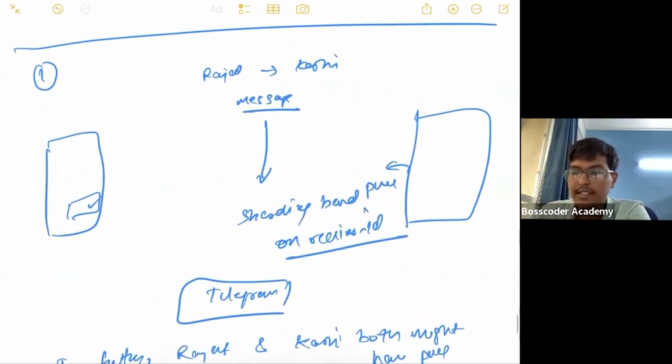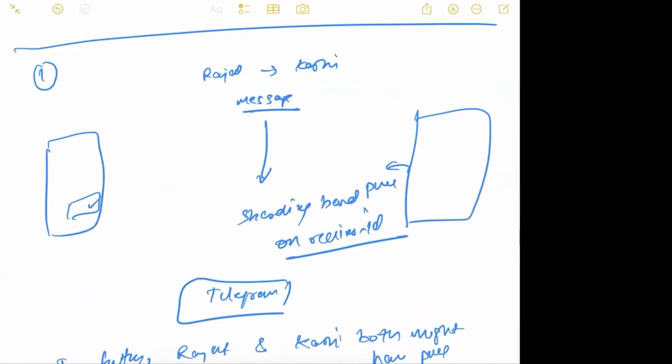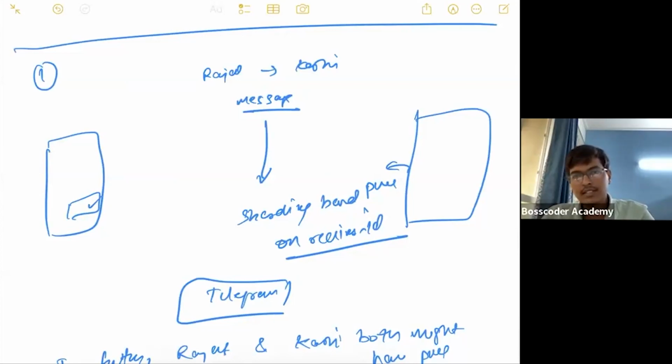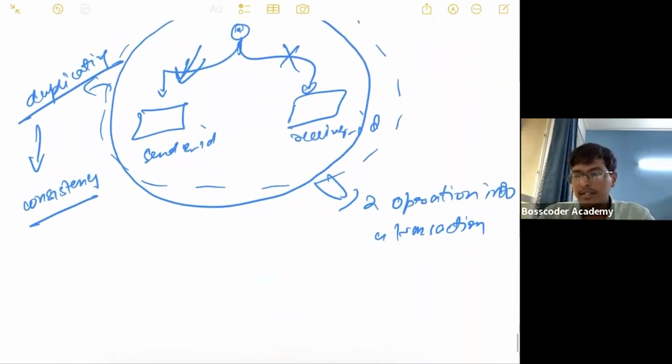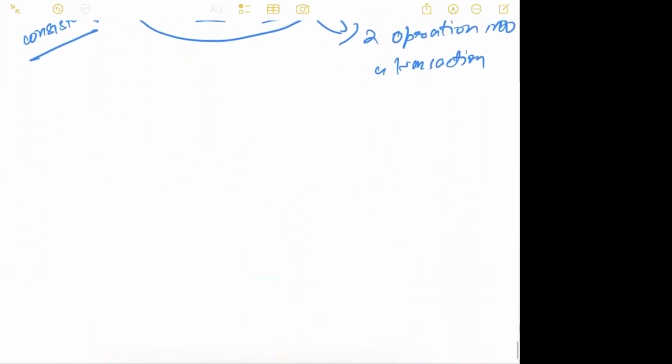So you can just shard based on receiver ID. Does this make sense? Got it. Okay. The second question, you were having one more question, I think. So that was related to this thing only.